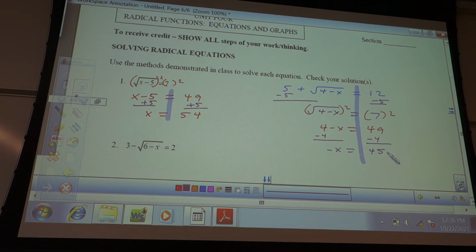Multiply both sides by -1, or divide both sides by -1, either way. Do you guys want to do the divide, or do you want to do the multiply? I can do the multiply. Multiply by -1. x equals negative 45.